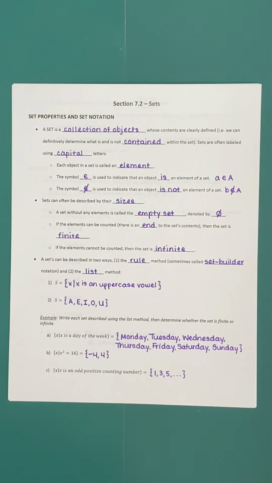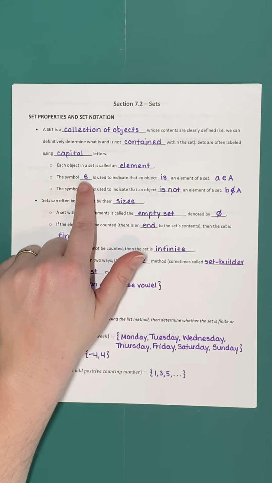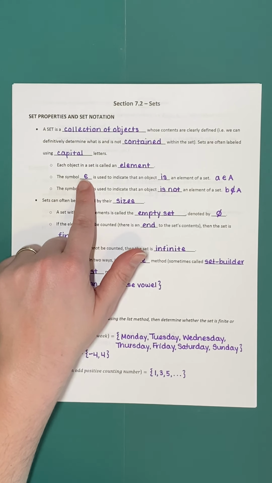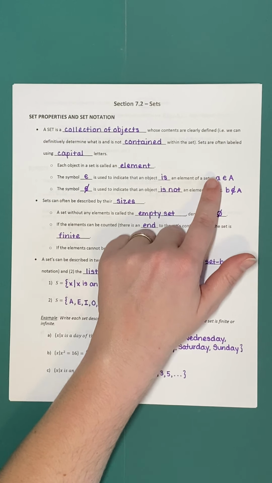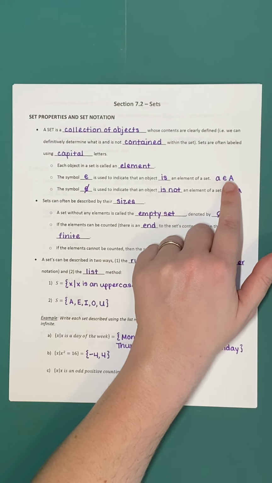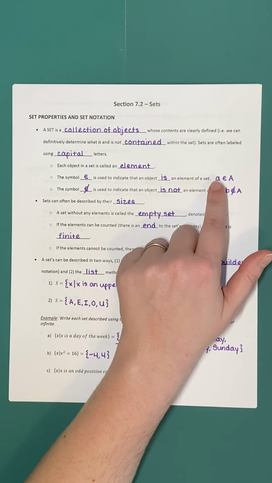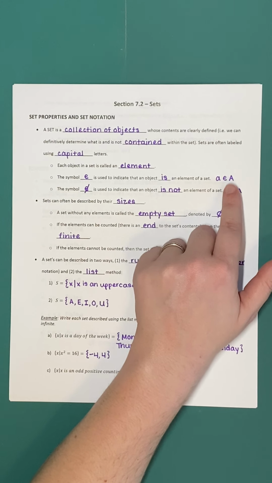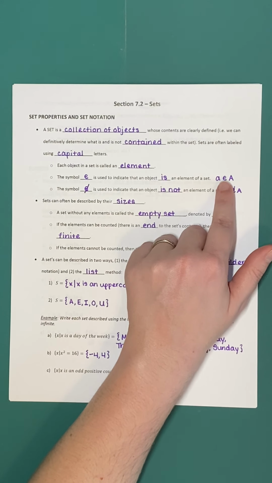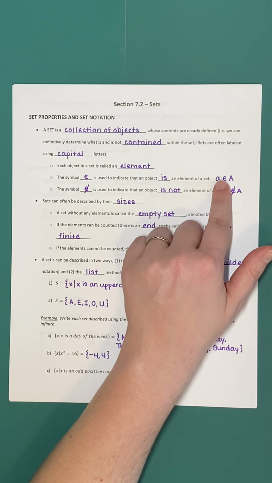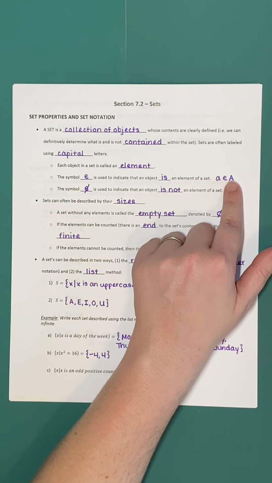So each individual object in a set is called an element. In order to indicate that something is an element of a set, we're going to use this symbol. It looks a little bit like a lowercase e. This is actually the Greek letter epsilon, a lowercase epsilon. So if we wanted to say that element a is contained in the set A, where this is the label for the set and this is the element in question, we would say a is an element of the set A. The epsilon symbol goes between them and says that a is an element of set A.